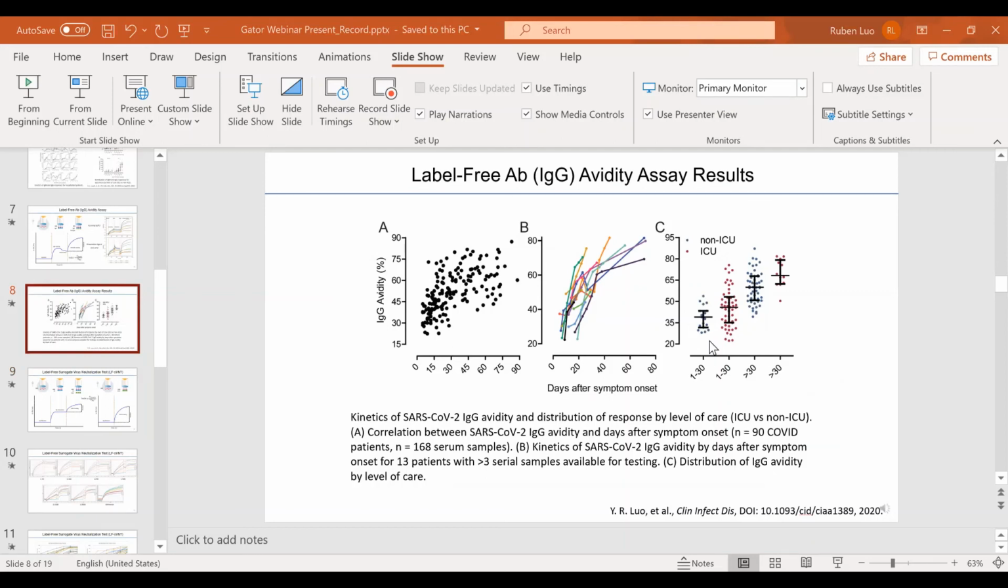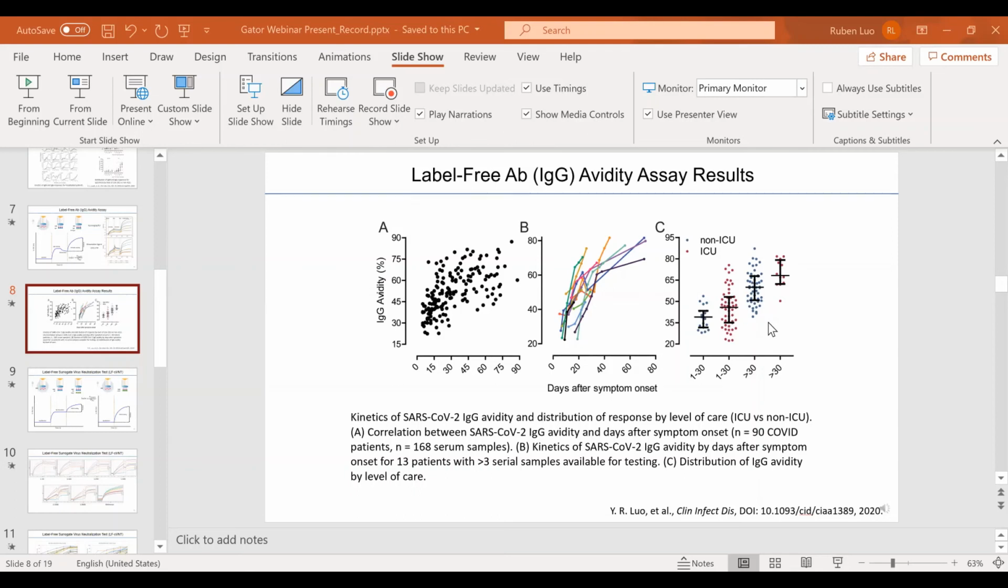Like within 1 month, to be frank, there is some difference, as you can see in this graph. But for clinical diagnostics, it's hard to find a cutoff just to tell ICU patients versus non-ICU patients. Over 30 days, it's better, but there's still some error, as you can see, because there's some overlap.